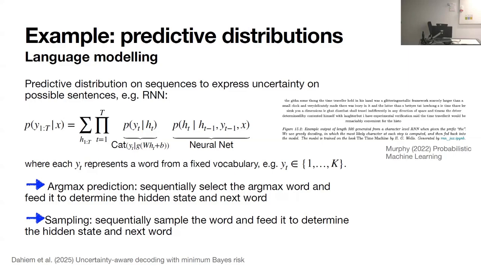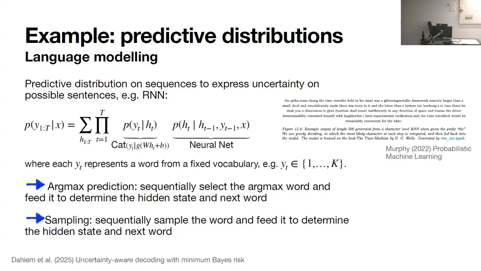Okay, and there are lots of different models, for example, a recurrent neural network, a transformer, and so on, that give us this distribution over these sequences that live on these high dimensional discrete spaces. So how can we summarize this predictive distribution? These are the two most common things that people do. One is just this argmax prediction. So first sequentially choose the word that has the highest probability, and so on.